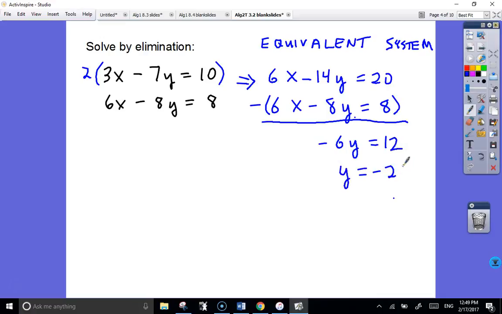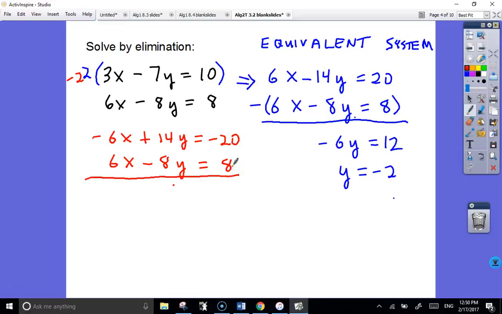Now, just as an alternative, instead of multiplying by 2, you could have multiplied by negative 2, right? If you multiply by negative 2, then you would have negative 6x plus 14y equals negative 20. And the other equation is still unchanged. Now what are you going to do to cancel the x's? You're going to add. So if you have any issues with subtracting negatives and making sure you get it right, then set it up so they can be added, and then maybe that would save some mistakes there.